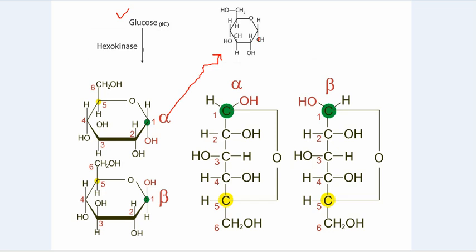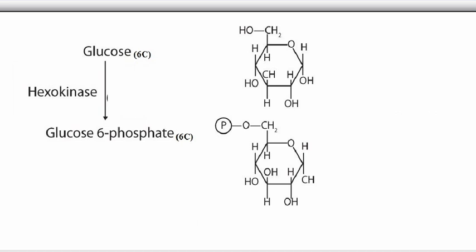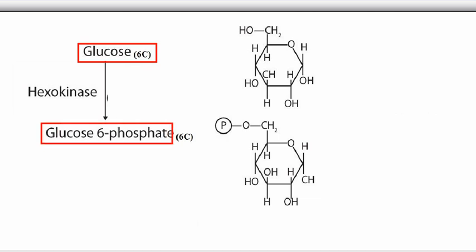Let's go towards the actual cycle. In the first step, the 6 carbon molecule glucose, in the presence of hexokinase, will be converted into glucose 6-phosphate. Glucose, which is made up of 6 carbons, will be converted, as I told you, into glucose 6-phosphate. 6-phosphate means a phosphate is on the 6th carbon.